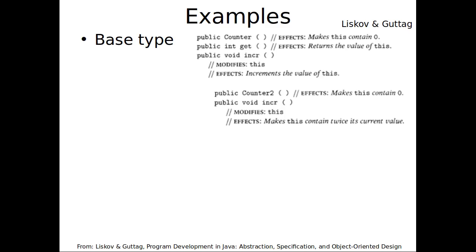Could someone, if they had something they thought was a counter, they think it's a super type, but it's actually a counter 2, and they call increment. Could they be rudely surprised? They could be even more rudely surprised when they realize there's no get function. Well, no, that's just not overridden. So I should say this extends counter, let's say. So you're using the get from up there.